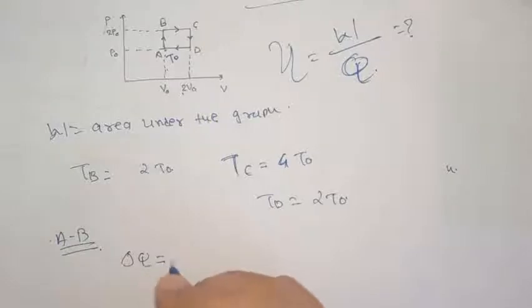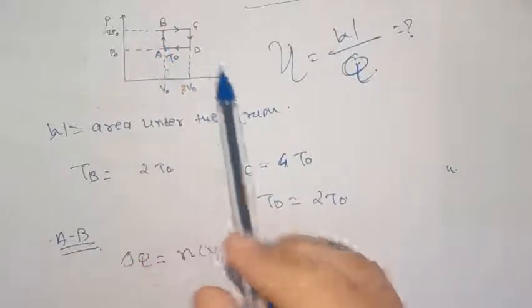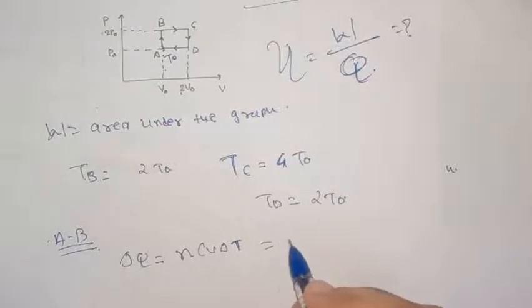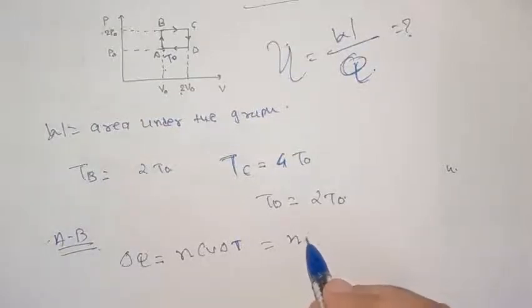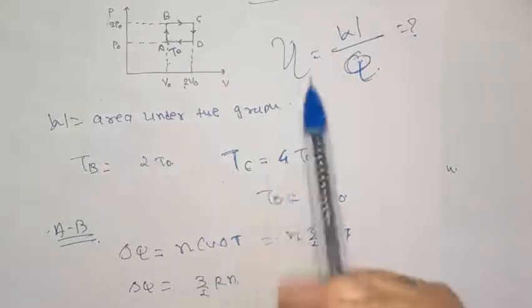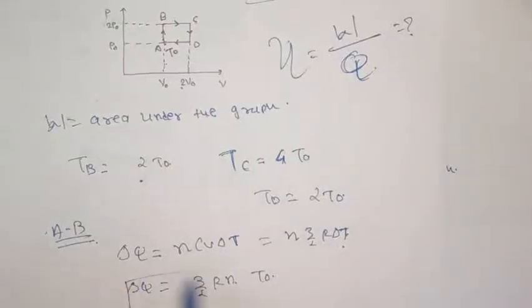Delta Q is equal to n Cv delta T, because the AB process is a constant volume process. So delta Q will be n Cv delta T. Cv for a monoatomic gas is 3/2 R, so n into 3/2 R delta T. So delta Q will be 3/2 R n times delta T. Temperature at B is 2 T naught and temperature at A is T naught, so delta T will be T naught. So delta Q for AB will be 3/2 R n T naught.